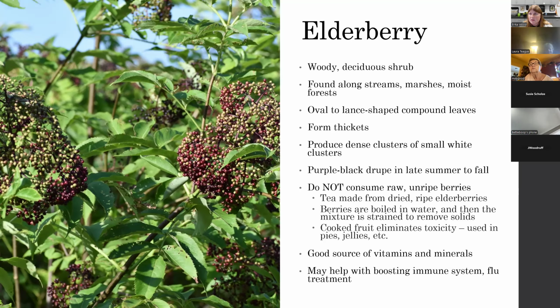One thing I will note, and I should have mentioned this with a lot of these plants: if you're using these as a tea or supplement, be mindful, especially if you're pregnant, because a lot of these are not safe to take while pregnant. Elderberry is one of those. You really shouldn't be consuming elderberry tea or syrup if you're pregnant. So just something to be mindful of. But this is definitely one of our more common native species that gets a lot of hype right now in the medicinal department.